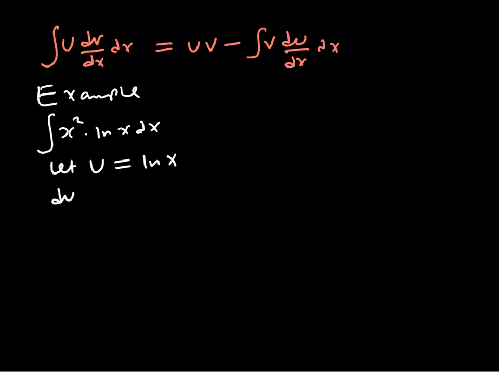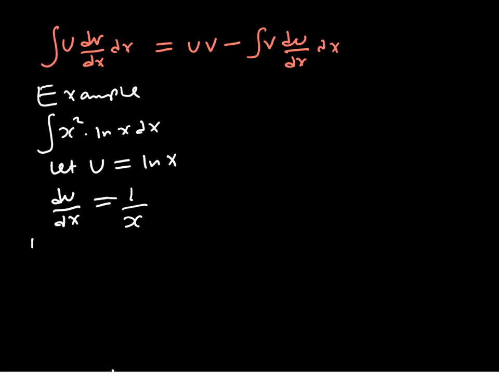So du by dx is equal to 1 over x. Sorry about that. We have learned to differentiate natural logarithm of x, and this is just 1 over x. Okay, so du dx is equal to 1 over x.